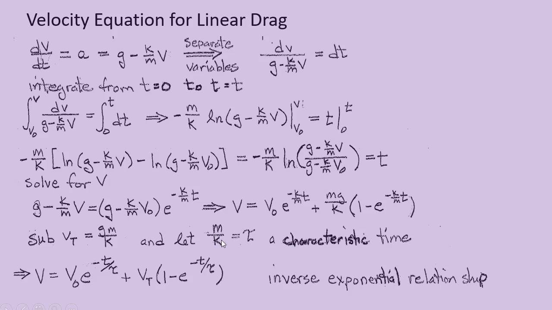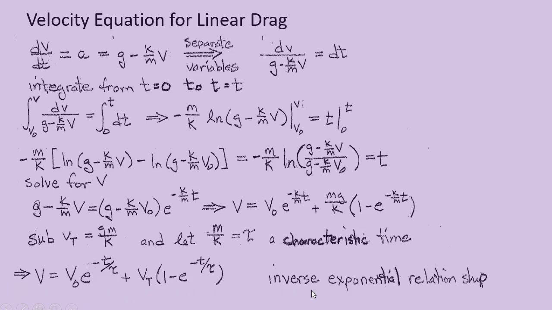Tau is m divided by k. We know that the terminal velocity is equal to g times mass divided by k. We found that out on the previous slide. So if we make these two substitutions into this equation, it becomes a simpler form, in that the velocity is equal to the initial velocity times e to the negative t divided by tau, the characteristic time, plus v sub t times, in parentheses, 1 minus e to the negative t divided by tau.